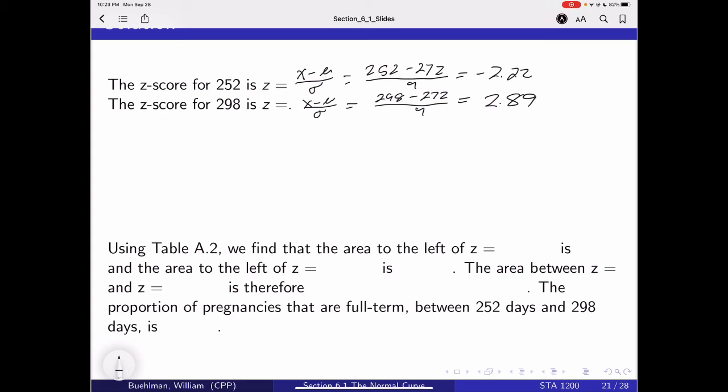So if we were to sketch the curve, here's our normal curve. Right here at the peak, we know the mean is 272.